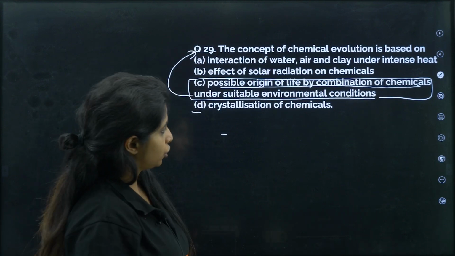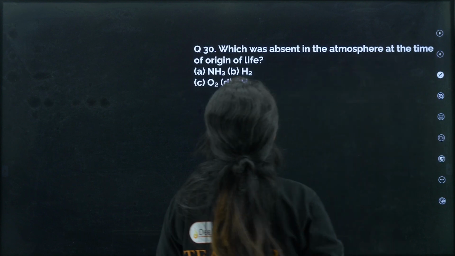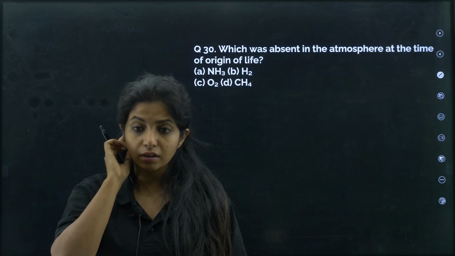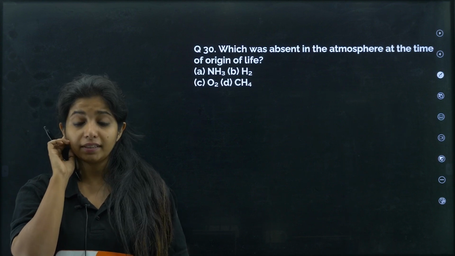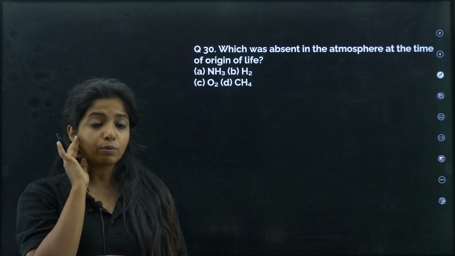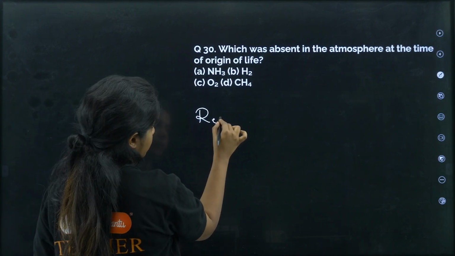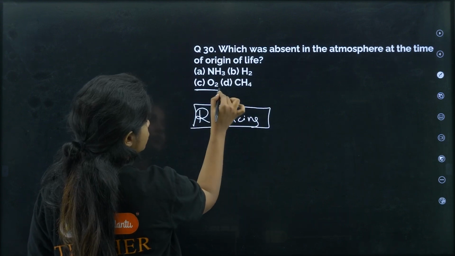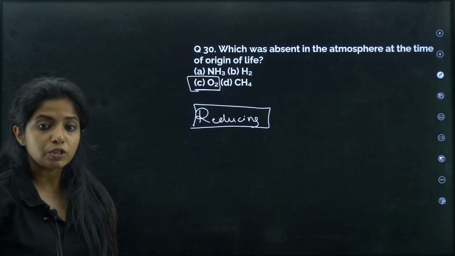Cool? Chalo. Next thing. Which was absent in the atmosphere at the time of origin of life? NH3, it was there. H2, it was definitely there. CH4, definitely there. What was not there? It was a reducing environment, my dear children. That means oxygen was not there. Oxygen was not there. Later it was formed.